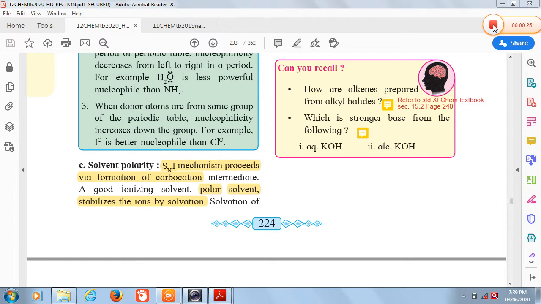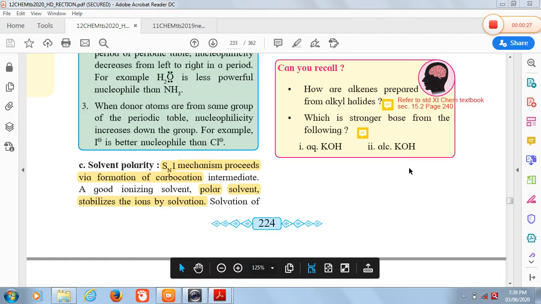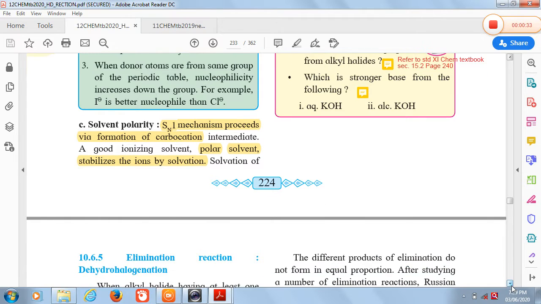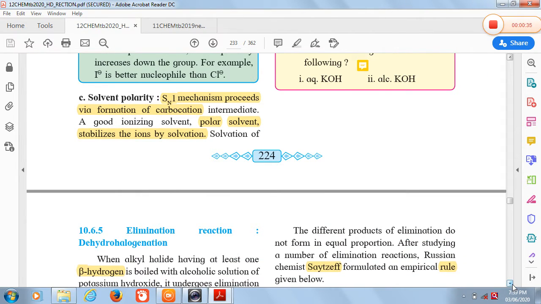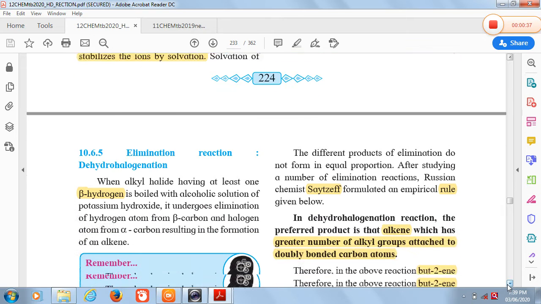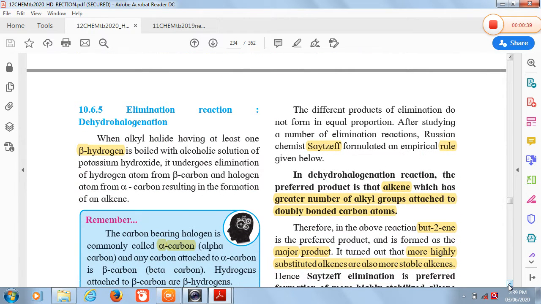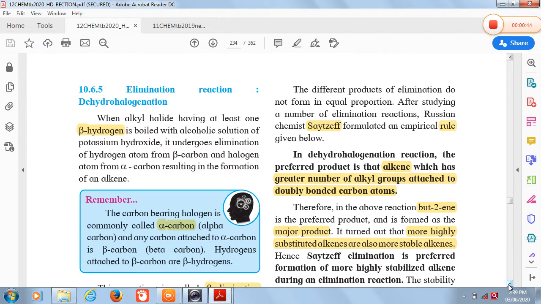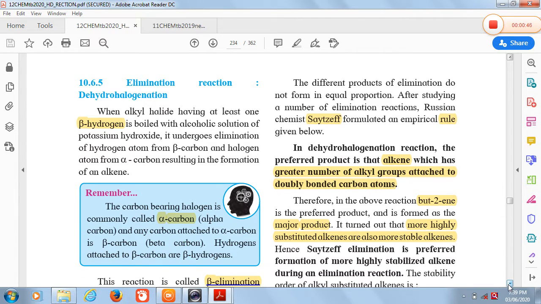Let us find out the answer to the first question, and for this purpose we have to check the dehydrohalogenation reaction. So what is the meaning of dehydrohalogenation? De means to remove hydrogen and halogen from your alkyl halide. So the name of the reaction is dehydrohalogenation.